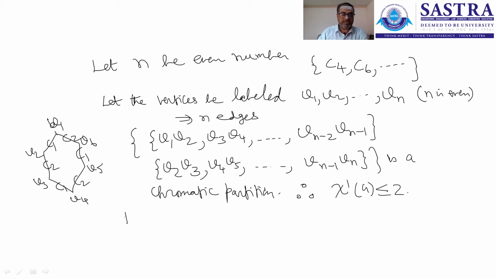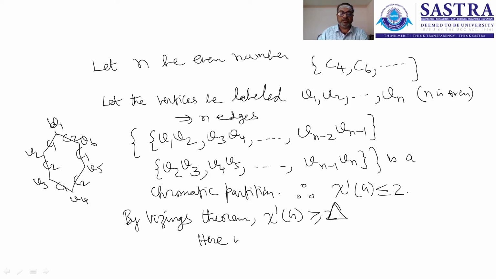And by Vizing's theorem, what does this Vizing's theorem do? By Vizing's theorem, chi dash of G is greater than or equal to delta. And here in a cycle, G is equal to Cn, delta is equal to 2. Therefore, you have it like this.